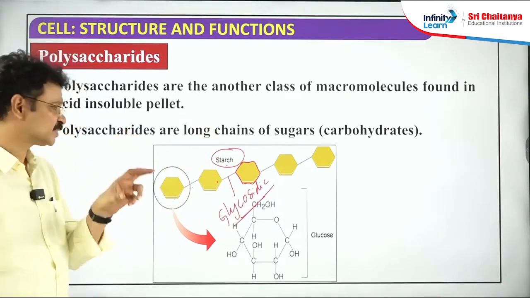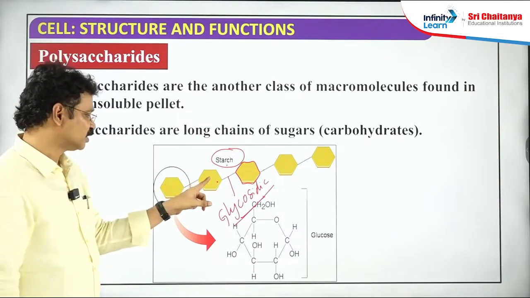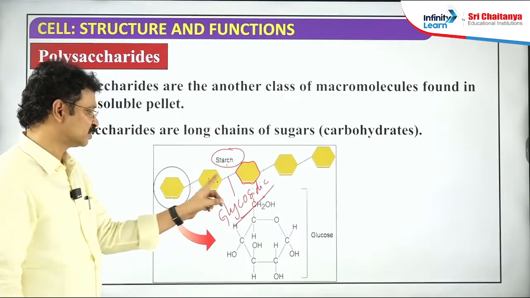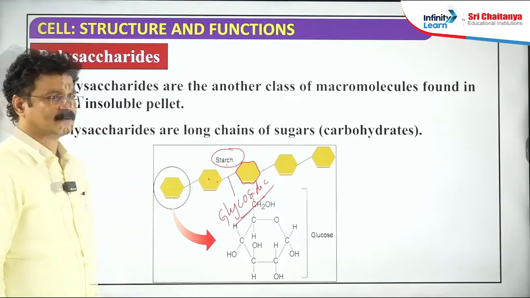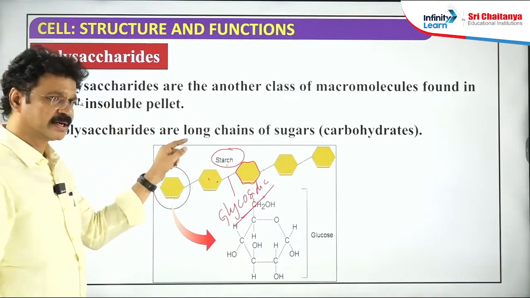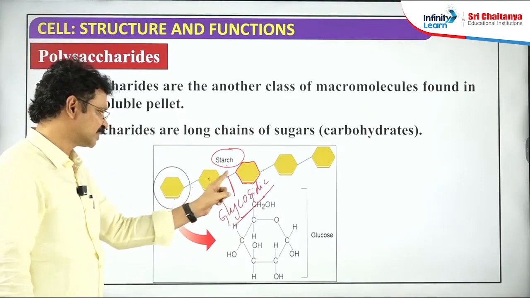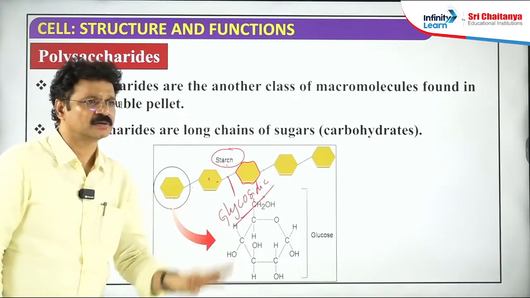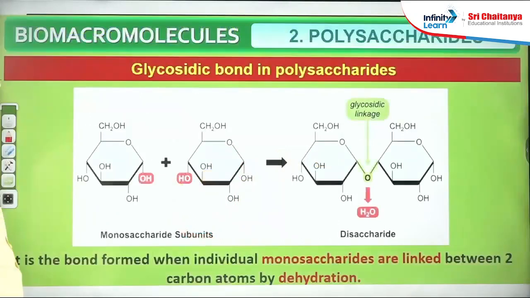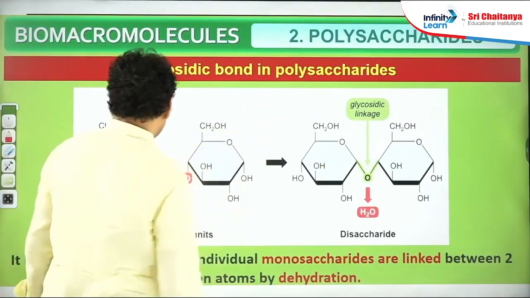But the basic difference is the structural units: sugars in polysaccharides, amino acids in protein molecules. The bond in protein is the peptide bond, whereas in polysaccharide, the bond between two adjacent sugar molecules is the glycosidic bond. Yes, glycosidic bond in polysaccharide.